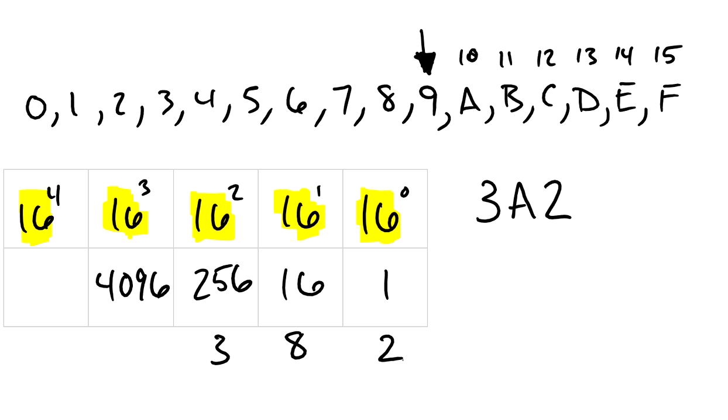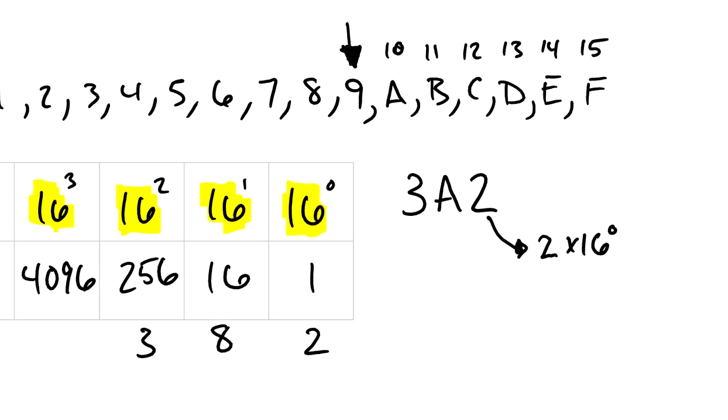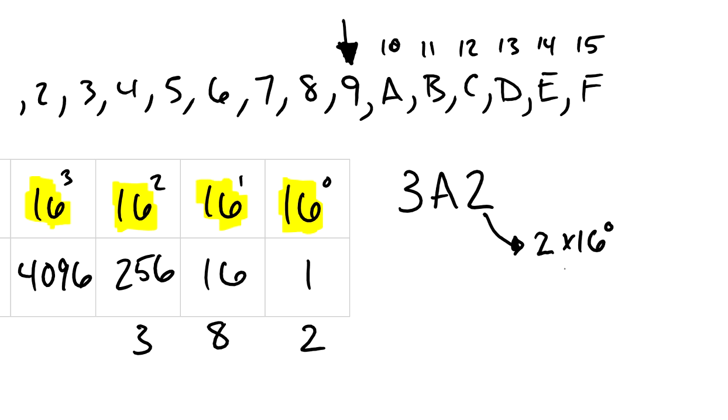Well, I have to start with, I have 2 times 16, not 10, 2 times 16 to the 0 power. 2 times 16 to the 0 power is 2 times 1, or I just have 2. So part of my answer is 2 is involved, right?